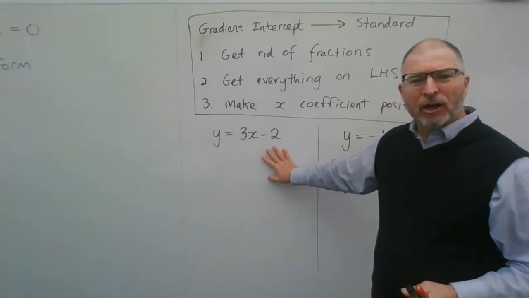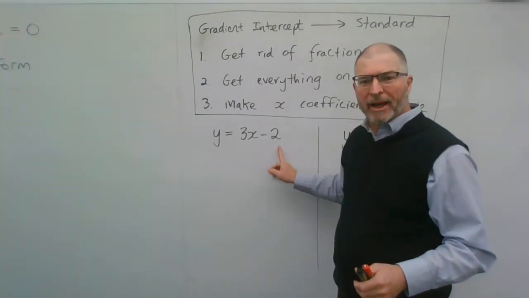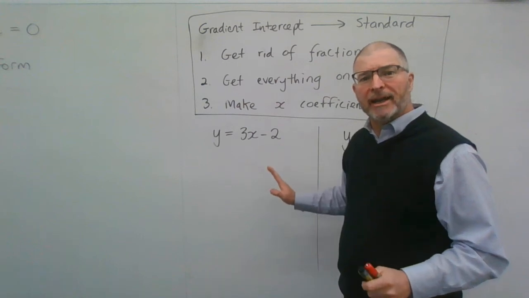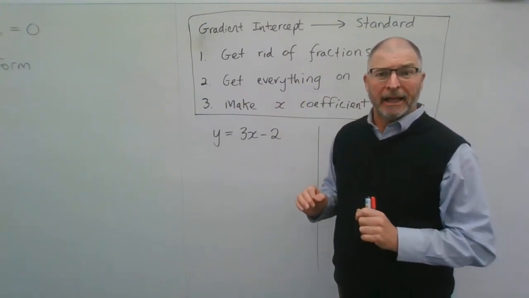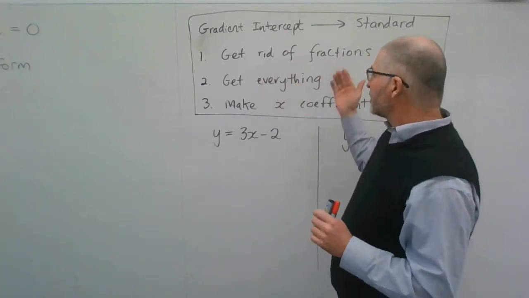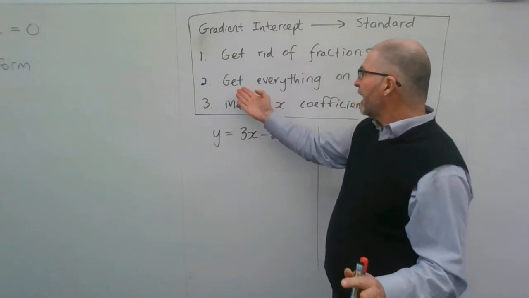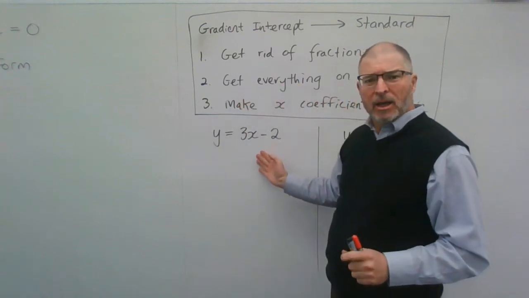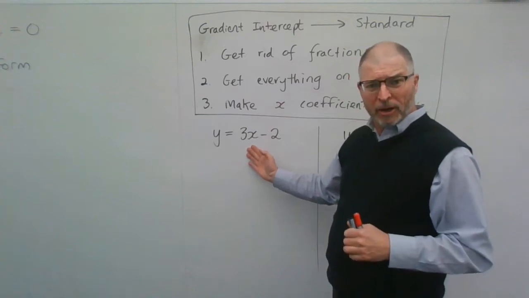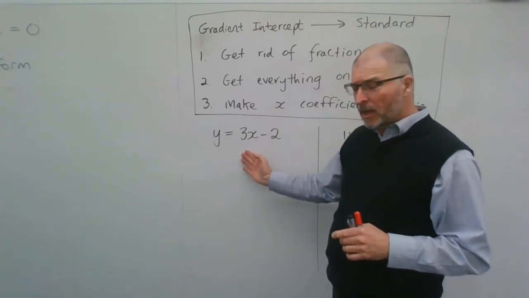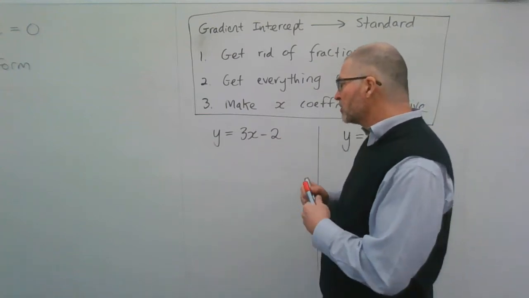This one's in gradient intercept form at the moment, where the gradient's 3 and it cuts through the y-axis at -2. But we want to write it in general form. I'm just going to follow this without taking any shortcuts. I'm going to say get rid of fractions. Well, there aren't any, so that's great. Nothing to do there. Get everything on the left-hand side, which means I need to get rid of this 3x, so I've got a minus 3x off both sides, and get rid of this -2, so I've got a +2 onto both sides. So I'll do that.